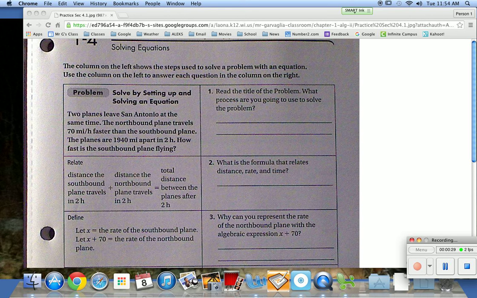Solve by setting up and solving an equation. Two planes leave San Antonio at the same time. The northbound plane travels 70 miles per hour faster than the southbound plane. The planes are 1,940 miles apart in 2 hours. How fast is the southbound plane flying? Read the title of the problem. What's your question?